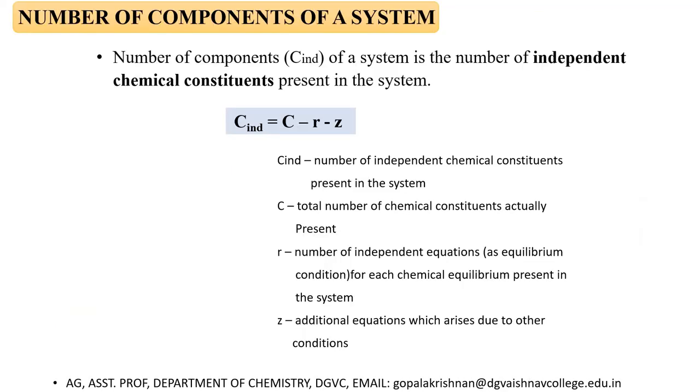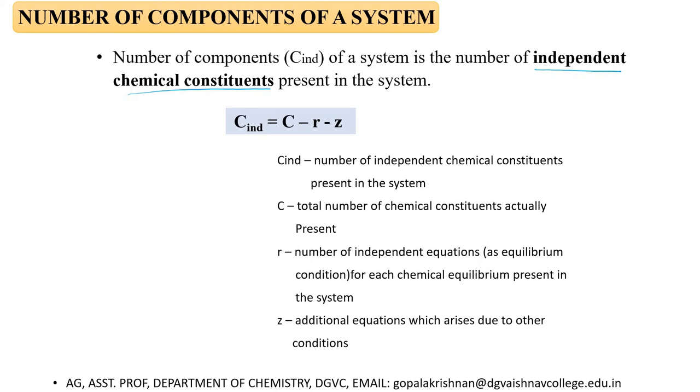What is meant by number of components of a system? Number of components, which is usually represented as C independent, is nothing but the number of independent chemical constituents present in the system. Right? What is meant by independent chemical constituents?